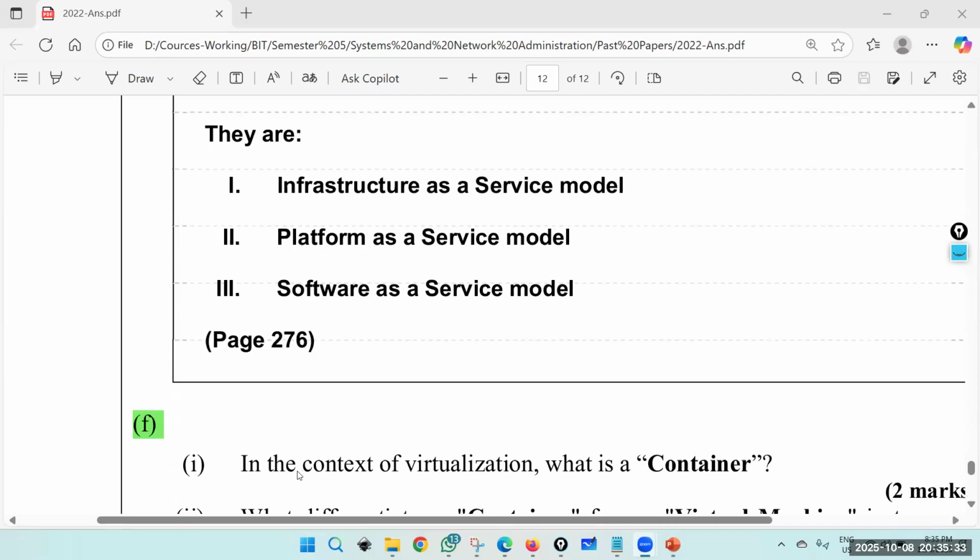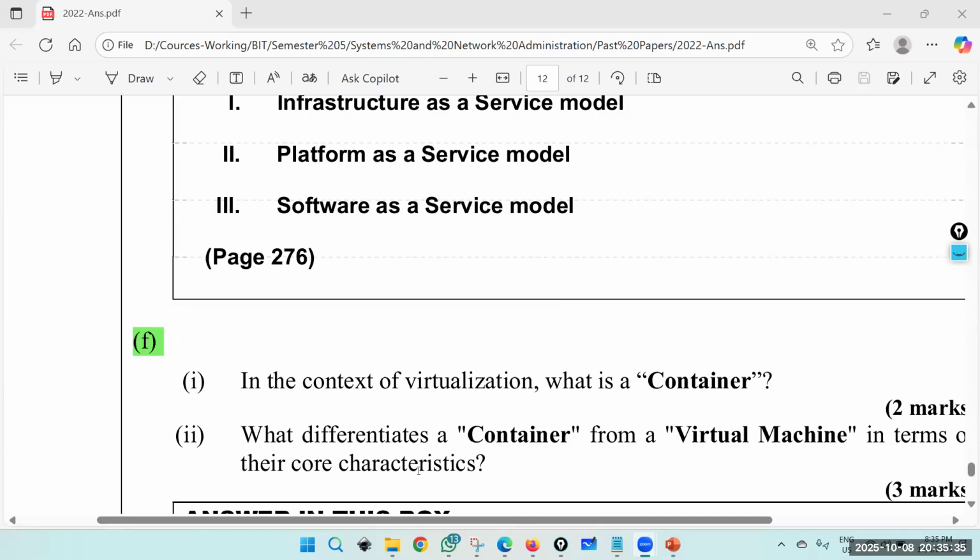F part. In the context of virtualization, what is a container? Remember, a container is not a virtual OS, not a virtual machine with an OS. A container is just application support.